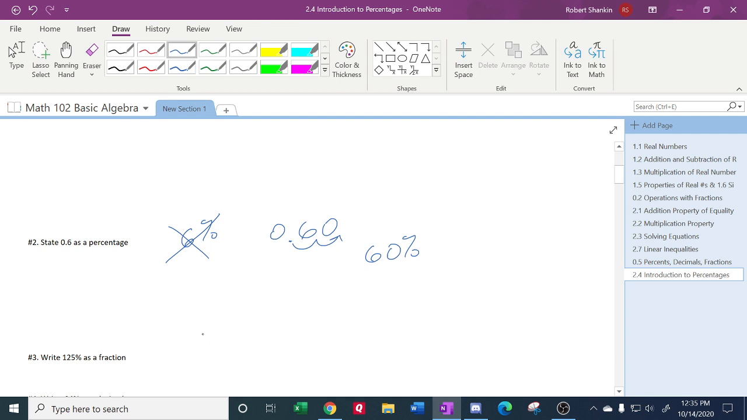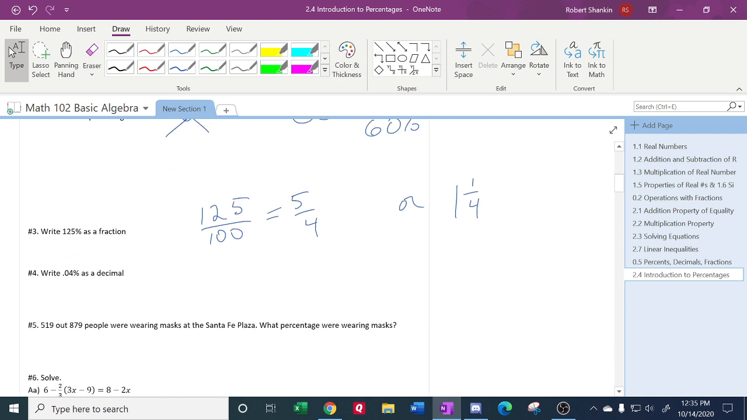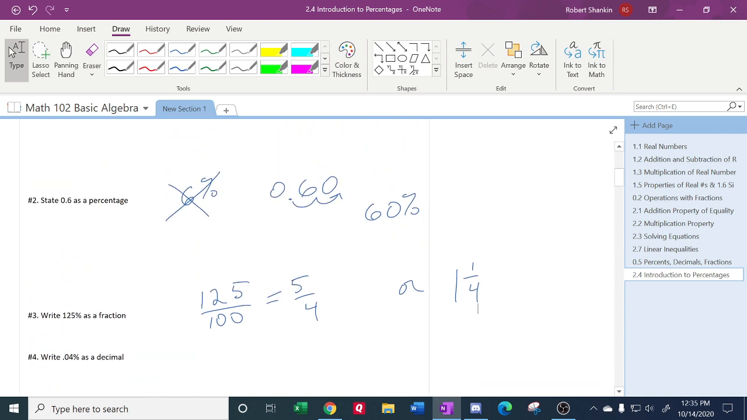And then 125% as a fraction. 125% means divided by 100. Divide by 25, there's 5 quarters, and there's 4 quarters, 5/4, and you can leave it like that, or you can write it as a mixed number of 1 and 1/4. Either way. Alright, and then do number 4. Write 0.04% as a decimal.